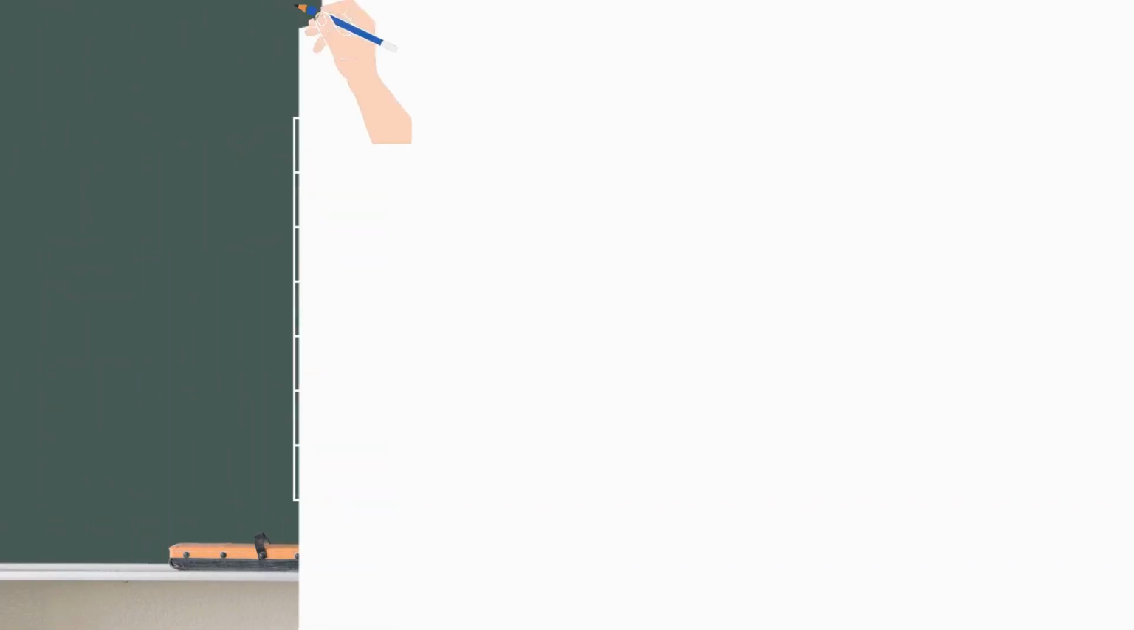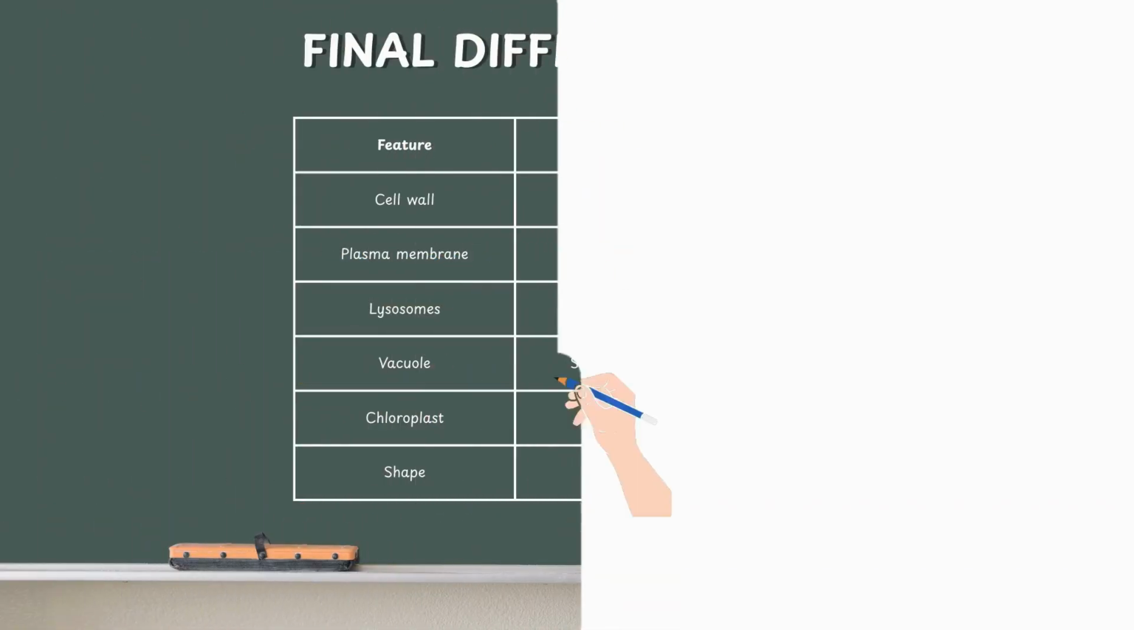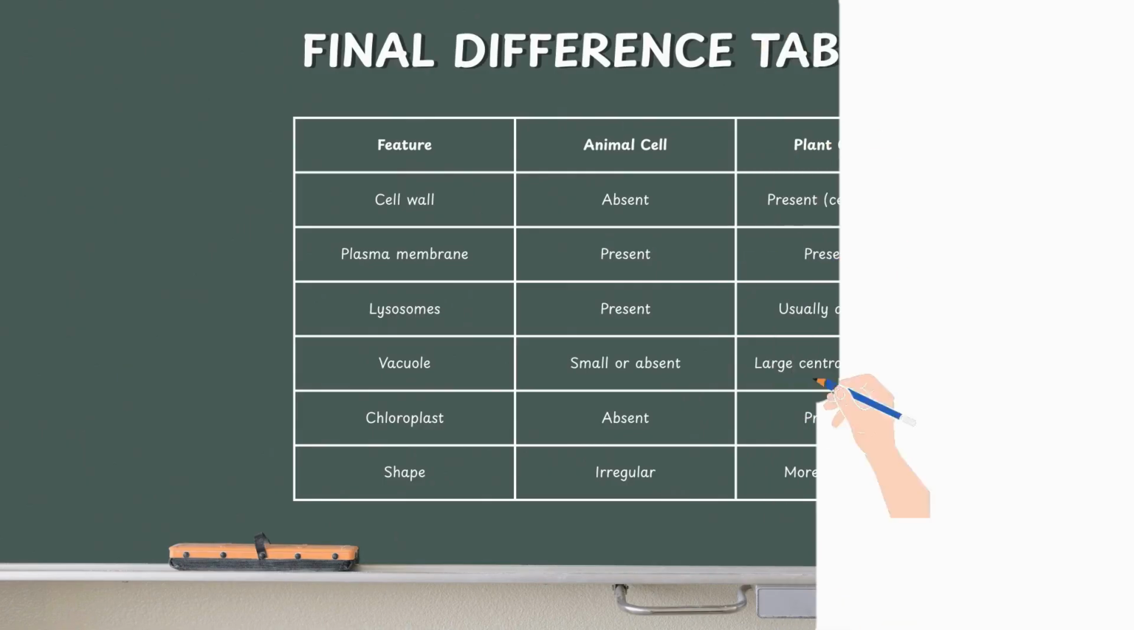So, here is the final difference table summarizing all the differences between an animal cell and a plant cell.